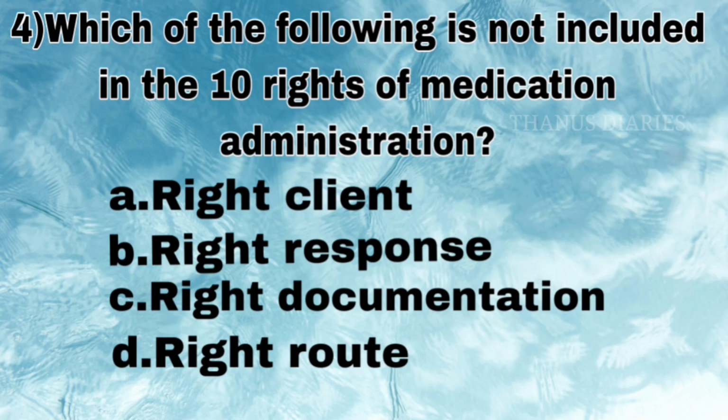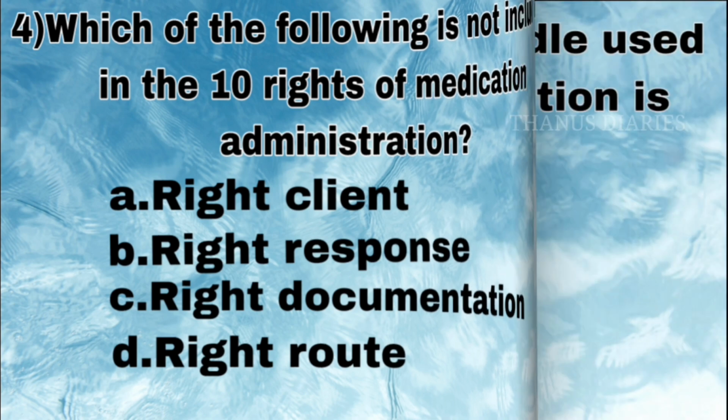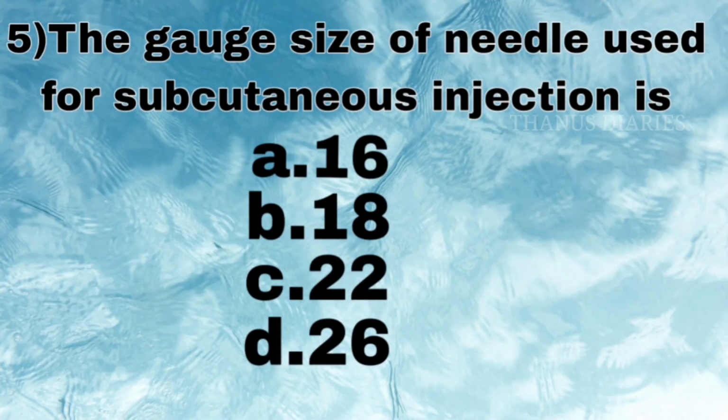Which of the following is not included in the 10 rights of medication administration? The options are right client, right response, right documentation, right route. The answer is right response. Next question. The gauge size of needle used for subcutaneous injection is? Options are 16, 18, 22, 26. The answer is 26.